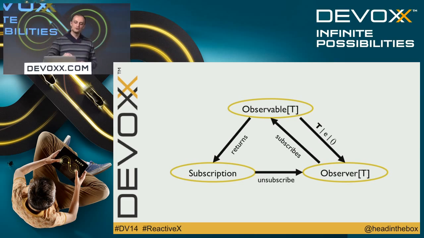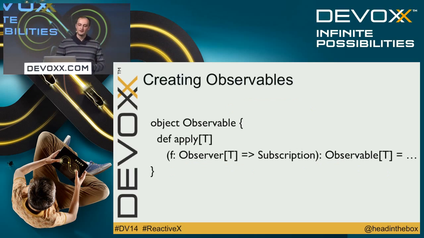All right, so we have seen how to create these observers with 3 functions. We have seen how we get the subscription, right, by subscribing to the observable. Now let's see how we create observables.